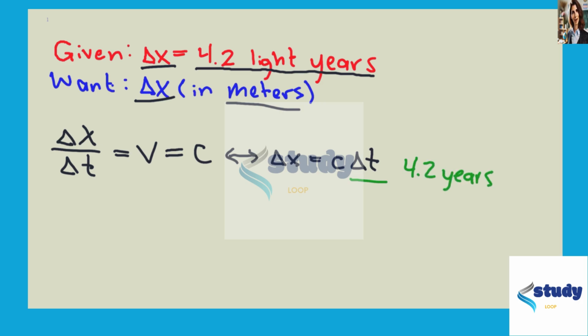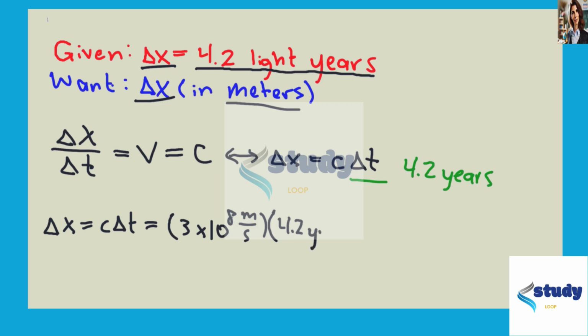So all we have to do is express that in terms of seconds and multiply by our speed of light, which is in meters per second, and we'll be left with an expression for delta x in terms of meters. So we have delta x equals c delta t equals, let's see, that's 3 times 10 to the power of 8 meters per second for the speed of light, times our delta t, which is 4.2 years.